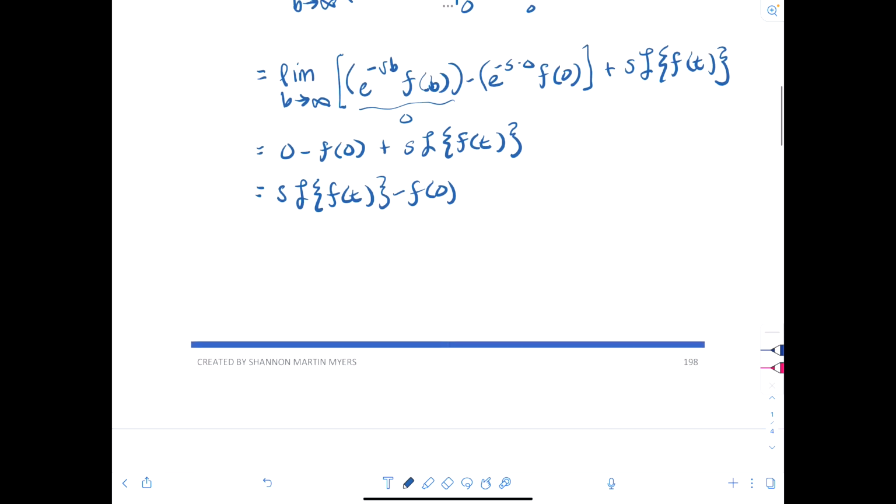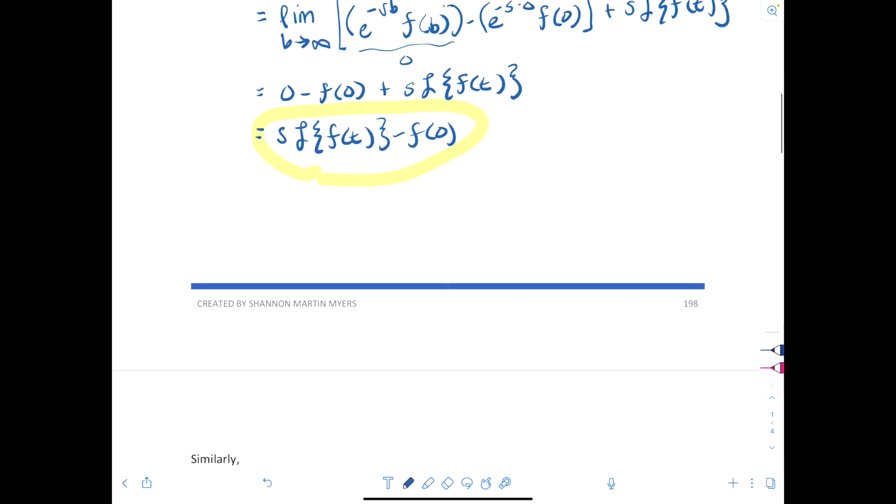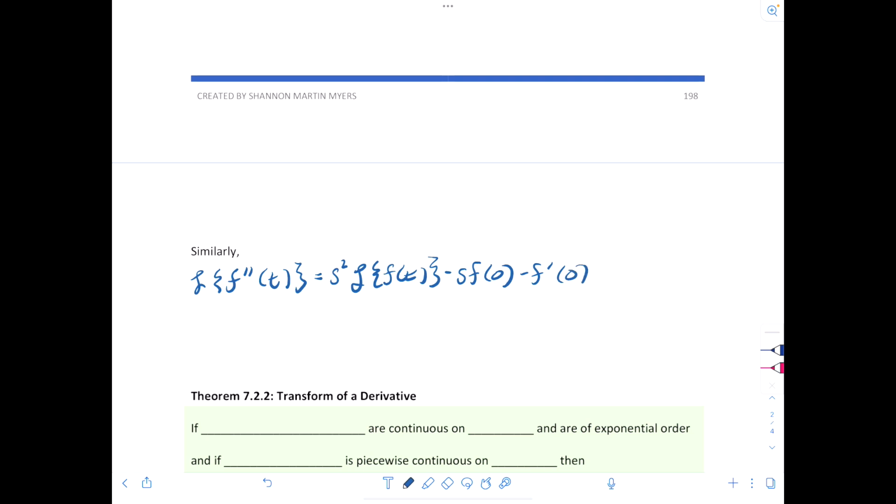So this is one you want to remember. Now it turns out that similarly, if you are looking at the Laplace transform of f double prime of t, that's going to be s squared times, I'll just keep it in terms of the Laplace transform, L of f of t, minus s times f of 0 minus f prime of 0.